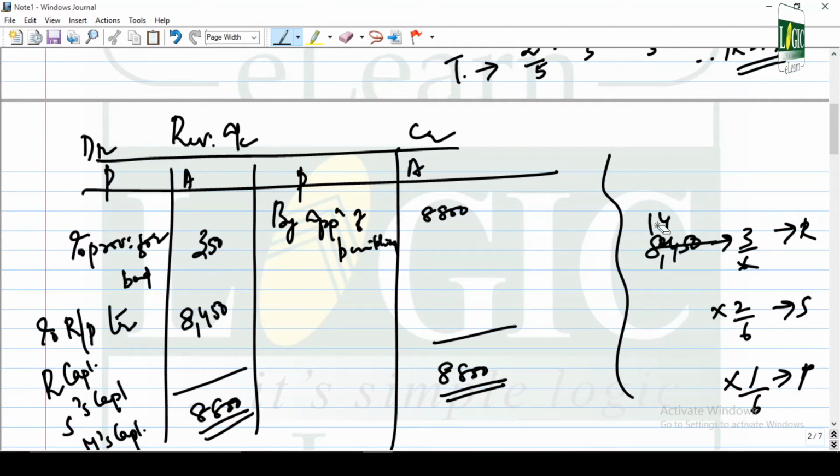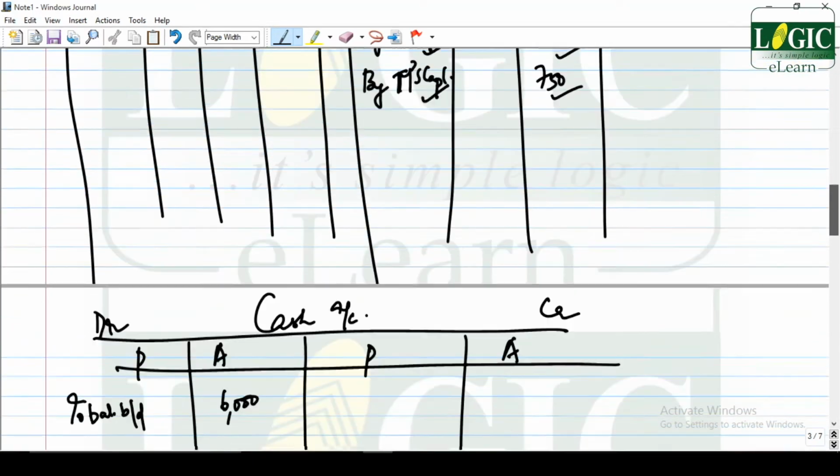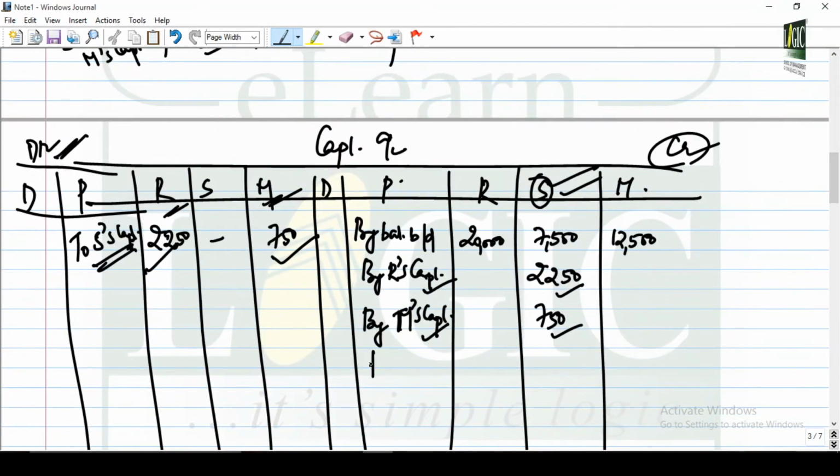So 8450 into 3 divided by 6 is equal to 4225. Okay, 4225 for the first man, 2817 for the second man, and 1408 for the third man. Now this will have an impact in your capital account.